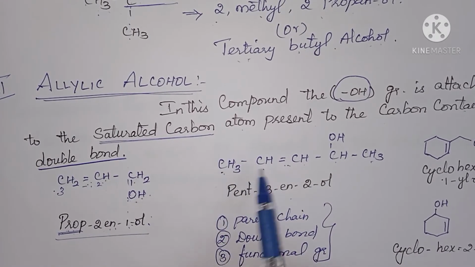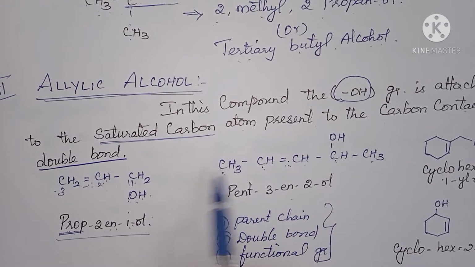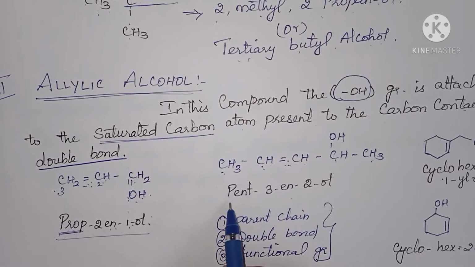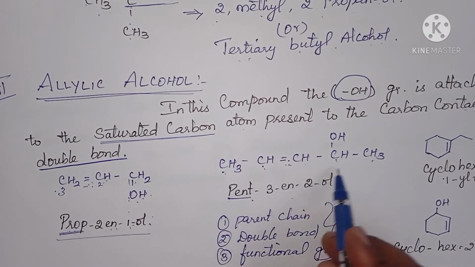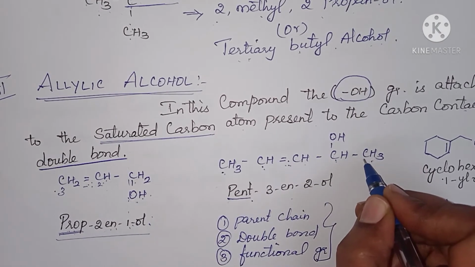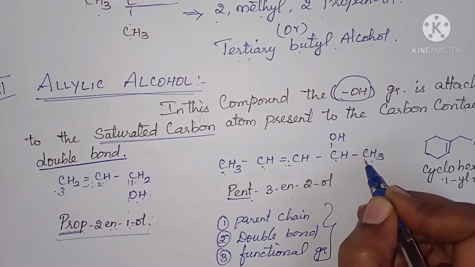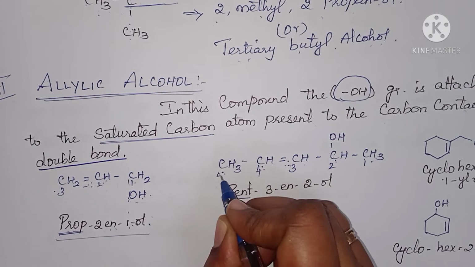Okay, CH3, CH, double bond, CH, CH, OH, CH3. So how many carbons are there? The parent chain is 5 carbons, so pentane. In that, we cannot write ane, because ane is for a single bond; it has to be ene only, so pent. Wherever the functional group is, nearer to that carbon we have to give the numbering. So numbering 1, 2, 3, 4, 5.